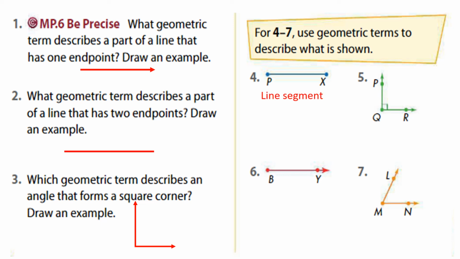And how to label this one? By drawing a small line and putting the 2 letters, which is PX, under the line, which is going to be named as a line segment PX.